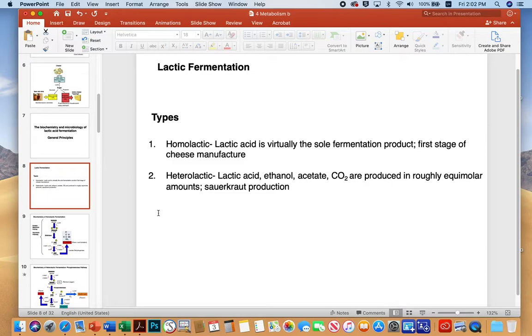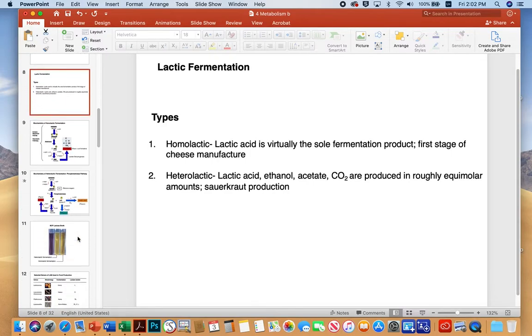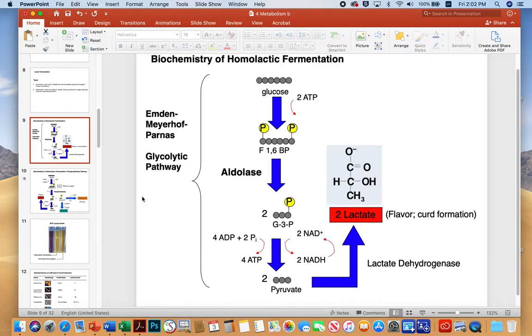Heterolactic fermentation is a bit more complex, and here microbes produce a variety of end products such as lactic acid, ethanol, acetate, and CO2. For something more complex than cheese, like sauerkraut or kimchi, we can use heterolactics to perform those reactions. So here's a quick overview of the biochemistry of homolactic fermentation, a very stripped down version.